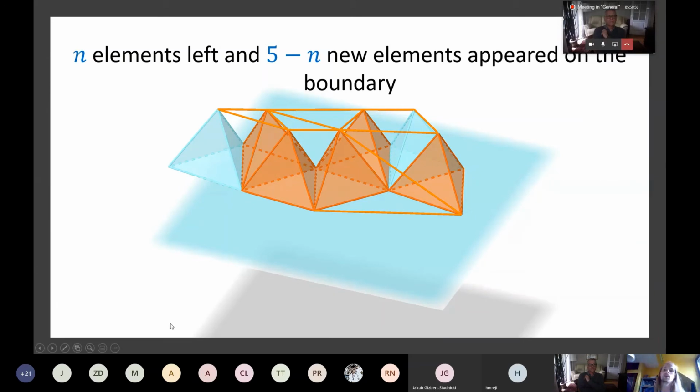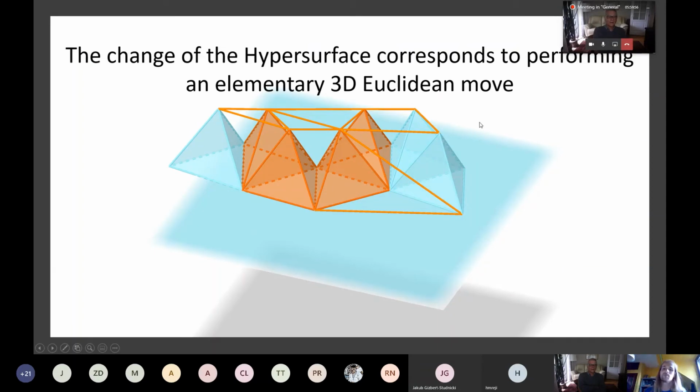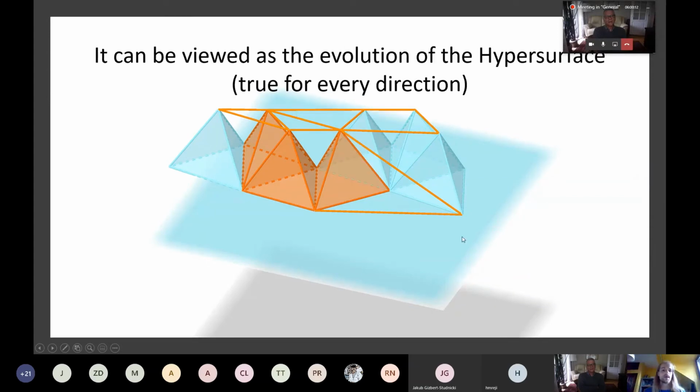So it means that we shift the boundary by some unit. Now, what is interesting is that this can also be imagined as a 3-dimensional Euclidean elementary move. What I described to you right now is actually analogous to a 3-dimensional Euclidean move in this hypersurface. So it means that we can define a hypersurface in every single direction, which is true for every direction.